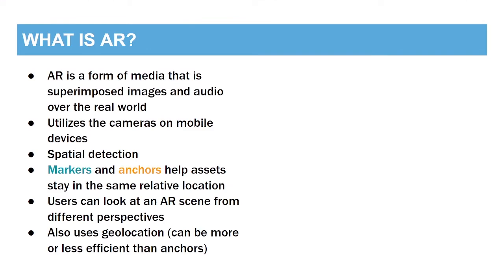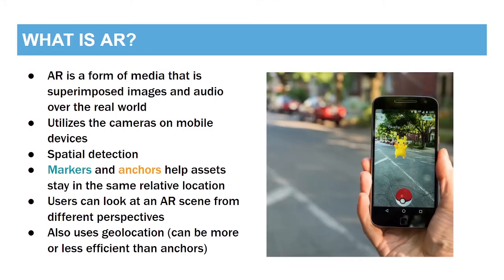AR is a form of media that is superimposed images and audio over real world camera footage. The most obvious example I can think of that most people would be familiar with is Pokemon Go. It is an augmented reality, or AR, mobile game. You can see here that Pikachu isn't in the real world, but by holding your phone up, you can see him as if he were in the real world, and he will stay in the same position so you can move all around to look at him.